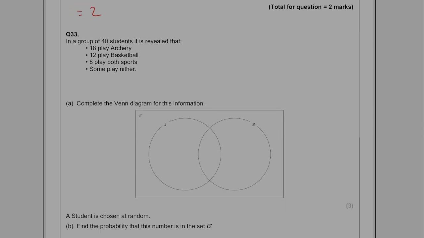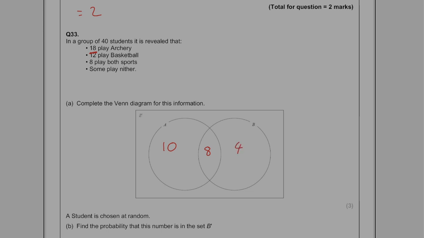Okay, question 33. In a group of 40 students, it is revealed that 18 play archery, 12 play basketball, 8 play both sports, and some play neither. Complete the Venn diagram for this information. Okay, so 8 play both sports, so that means that we can put an 8 in the center. Then if 18 in total play archery, but 8 have already been accounted for, that must mean that we've got a 10 there. And then if 12 play basketball, but we've already counted for 8, then 4 must go there.